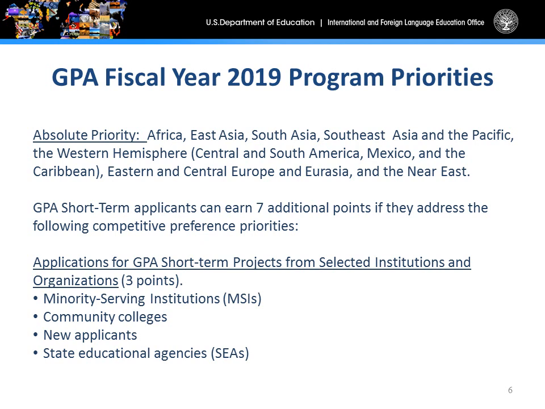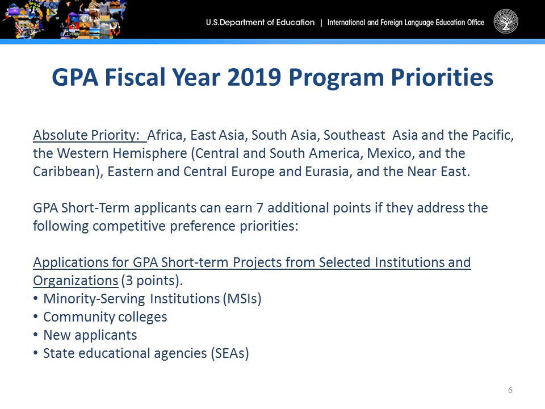GPA short-term applicants can earn additional points if they address the following competitive preference priorities. First, GPA short-term applicants can earn 3 additional points if they are from the following types of institutions and organizations: minority-serving institutions, or MSIs, community colleges, new applicants, and lastly, state educational agencies. Please note that community college means an institution that meets the definition in Section 312(f) of the Higher Education Act of 1965, or an institution of higher education as defined in Section 101 of the HEA that awards degrees and certificates, more than 50% of which are not bachelor's degrees or an equivalent.